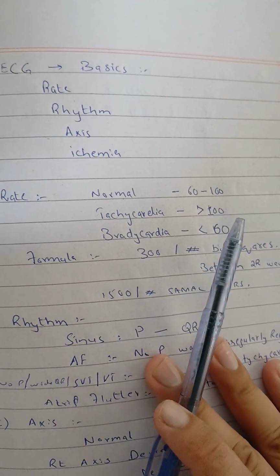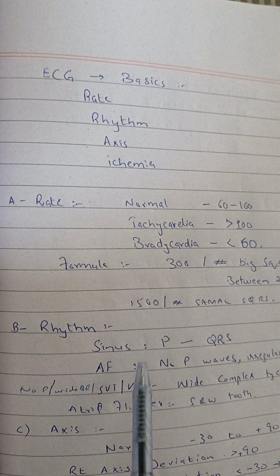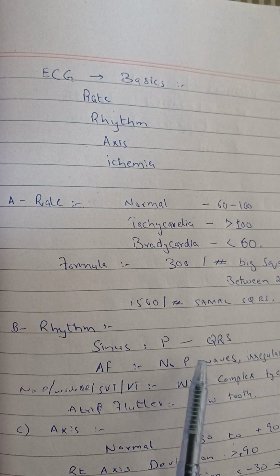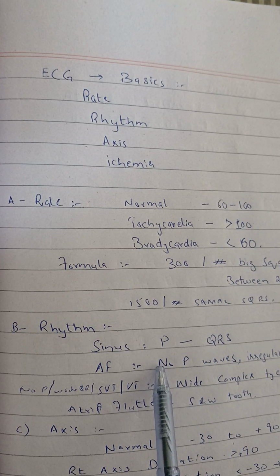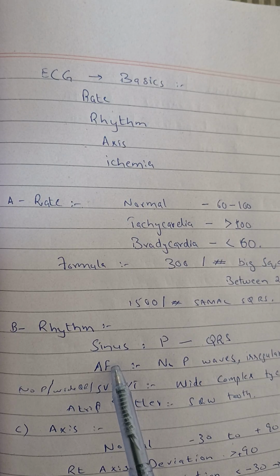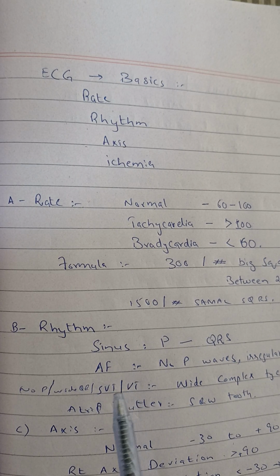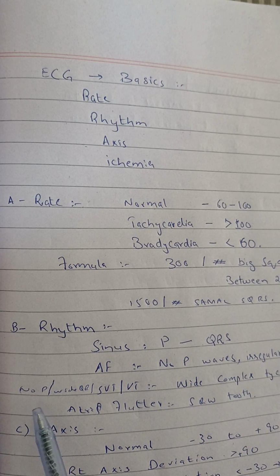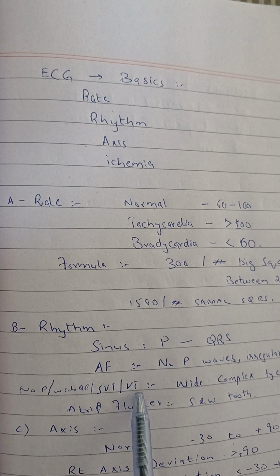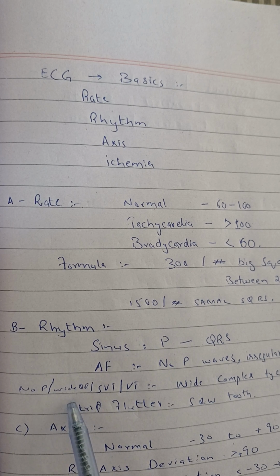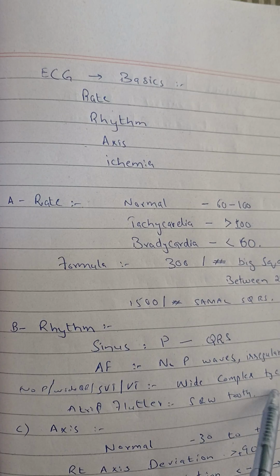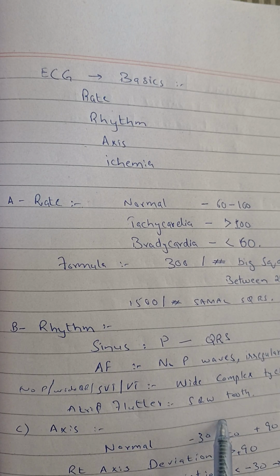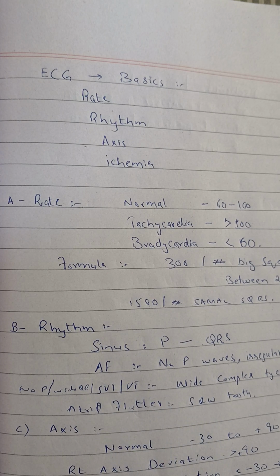Okay, then we will come to the rhythm. For rhythm we see whether it is sinus. For sinus, every QRS wave shall be followed by a P wave, then we call it sinus rhythm. In AFib or atrial fibrillation there will be no P waves and the rhythm will be irregular. In SVT or VT there will be no P wave and the QRS will be wide, so we call it wide complex tachycardia. In atrial flutter there will be a sawtooth appearance.